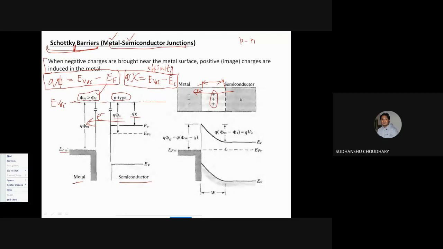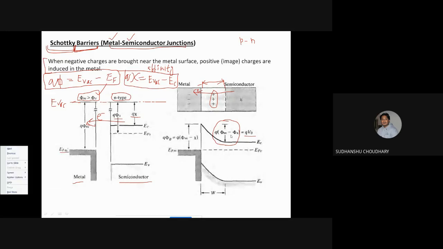Now because of this energy band bending, we see here a barrier. This is my barrier, which is created at the junction. And this energy barrier is equal to q(phi_m minus phi_s), that is, the difference between the metal work function and the semiconductor work function. So this is my energy barrier, or the electrostatic potential V naught, equal to phi_m minus phi_s, the work function difference between the metal and semiconductor.